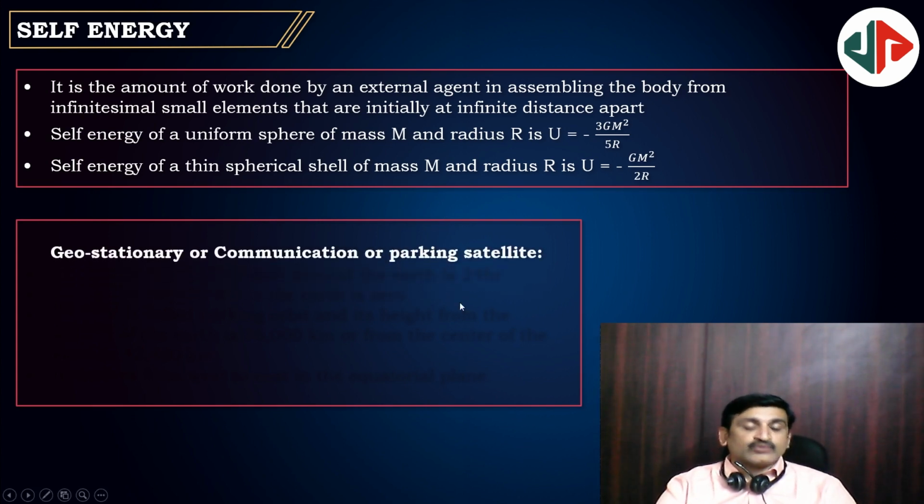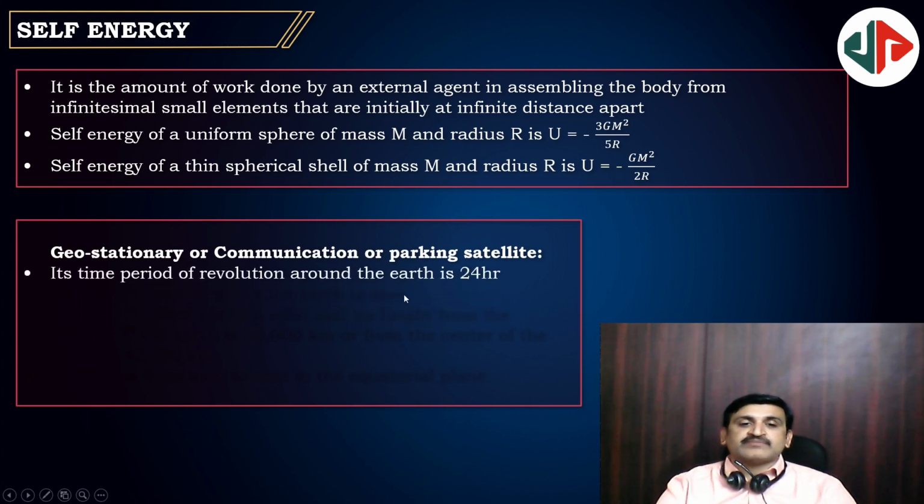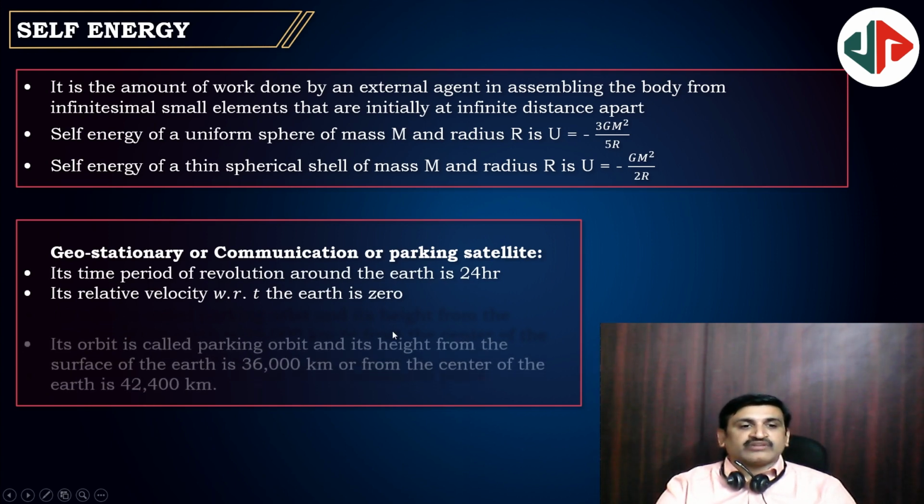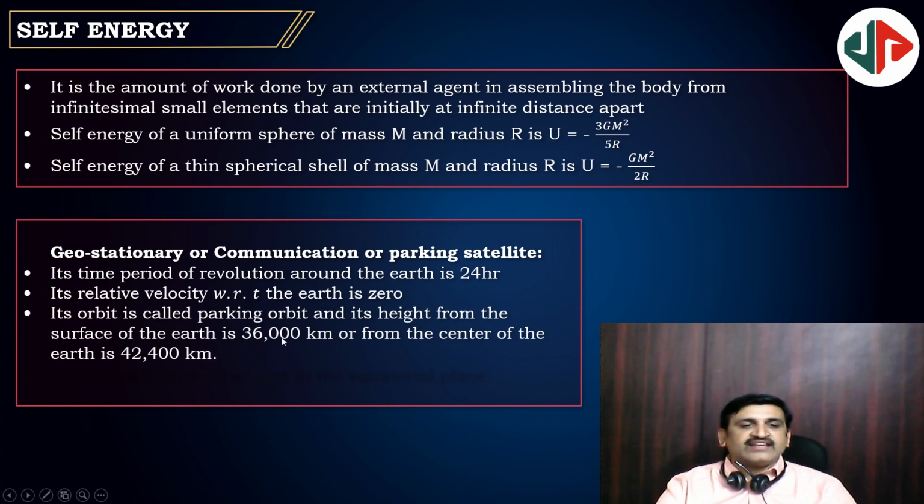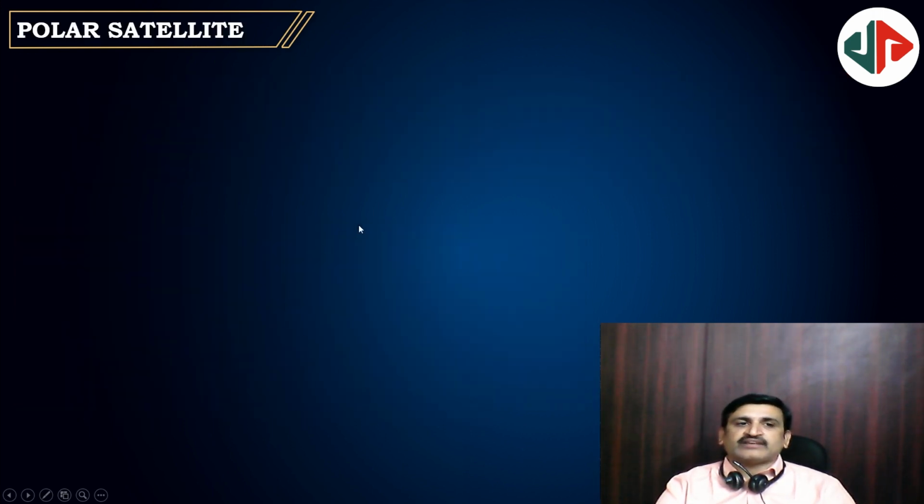A geostationary satellite is one whose time period is 24 hours. It is a parking satellite: relative to Earth, its velocity is 0, and its height is 36,000 kilometers. From the center of Earth, it is 42,400 kilometers. It revolves from west to east in the equatorial plane.